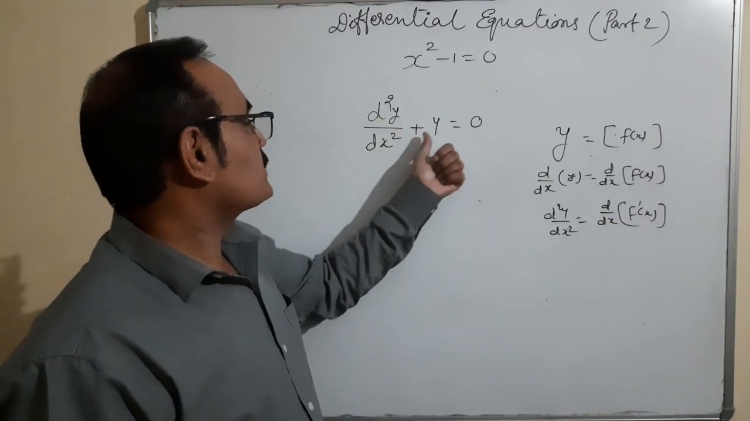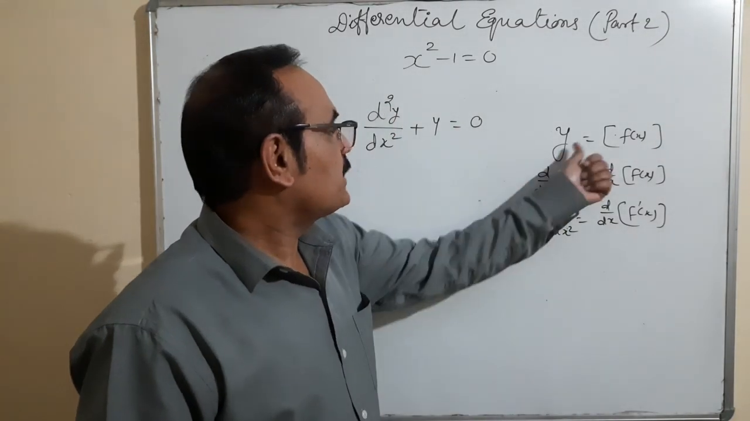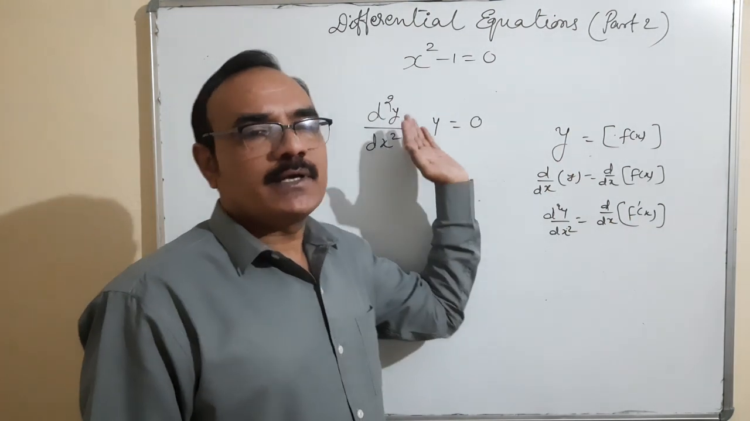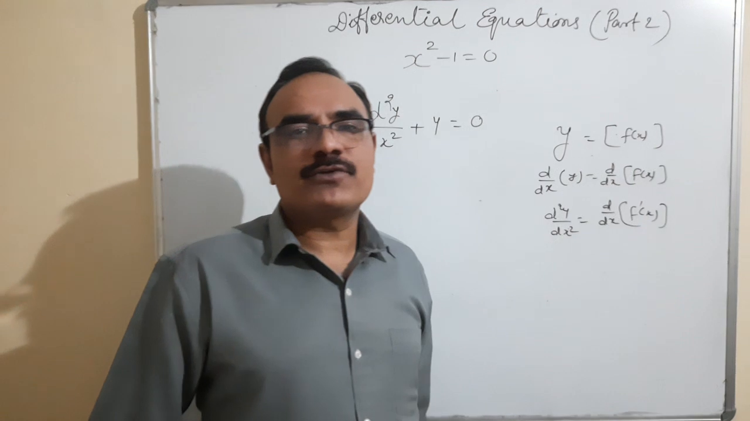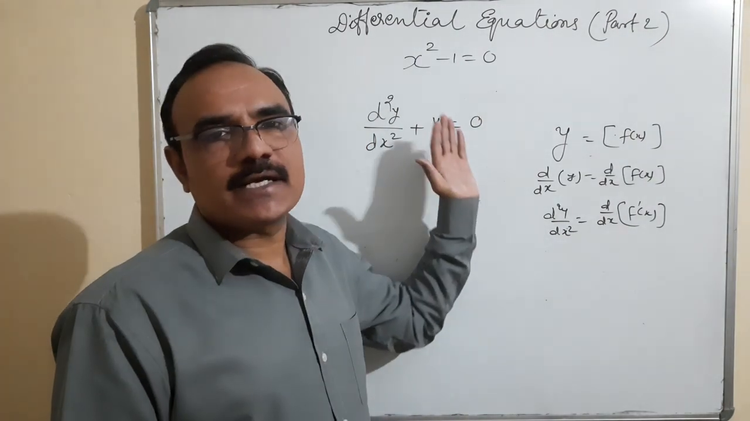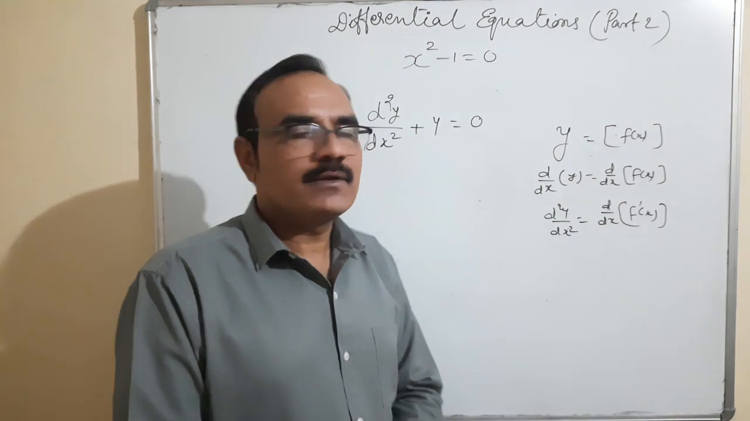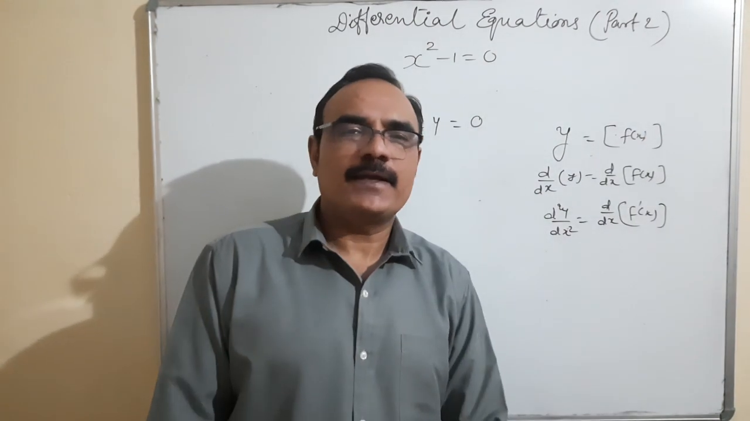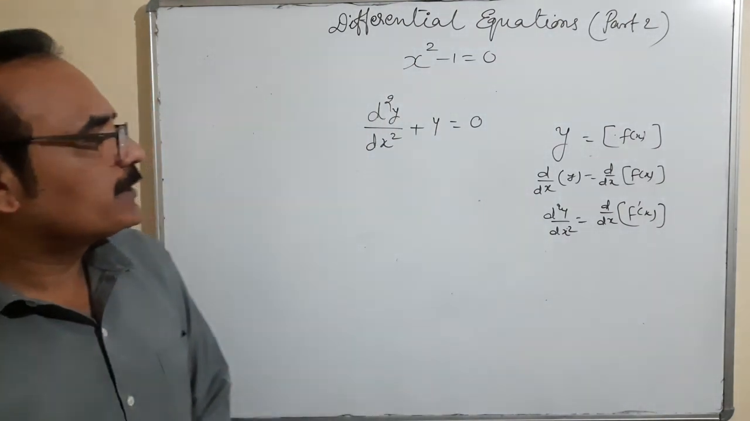Now what happens? d square y by dx square plus y is equal to 0. In place of y, we put f of x, and in place of the second derivative, we put its value, and check whether it comes equal to 0, yes or no. If the left hand side is equal to the right hand side, what does it mean? The solution of the differential equation is this. That is one thing.